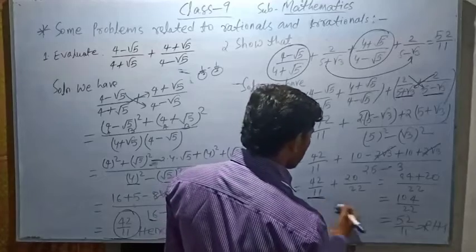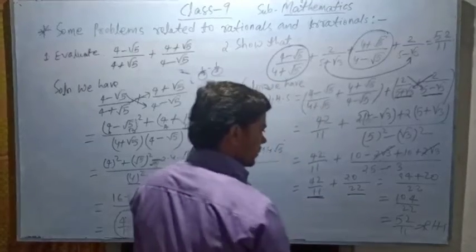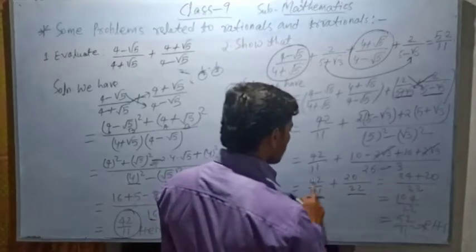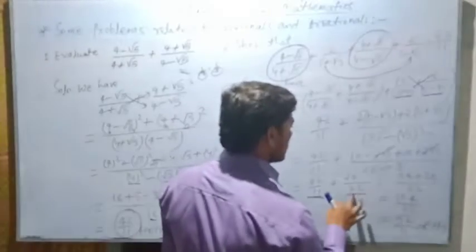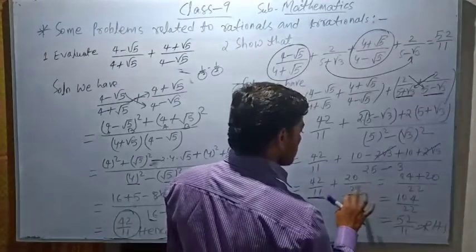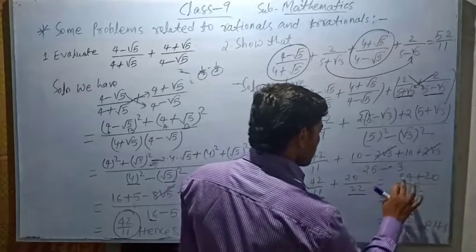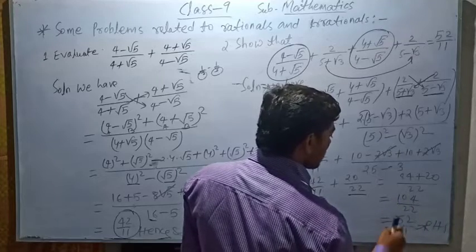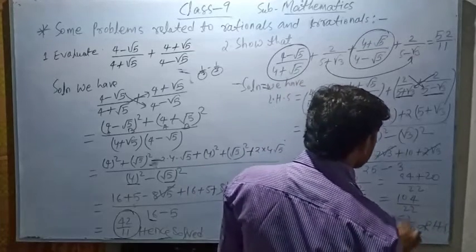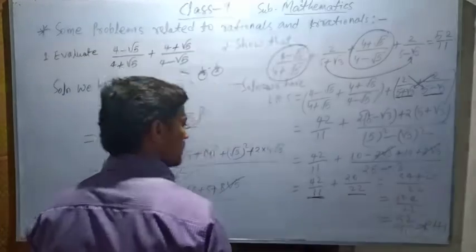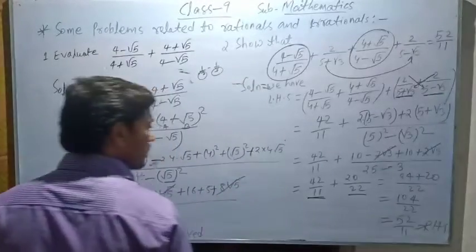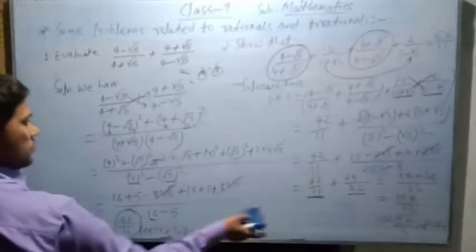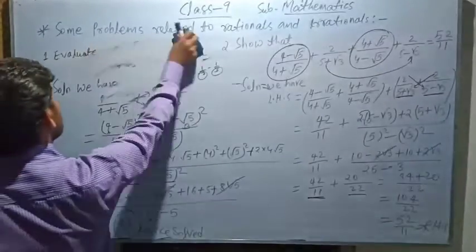We take the LCM of 11 and 22. The LCM will be 22. 11 times 2 is 22, so 42 times 2 is 84. 22 times 1 is 22, so 20 times 1 is 20. 84 plus 20 is 104 by 22. After solving, 52 upon 11: 52 times 2 is 104 and 11 times 2 is 22. So it is equal to RHS. Hence proved. At the end you can write hence proved.